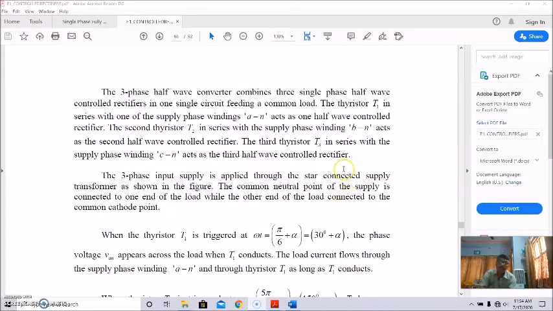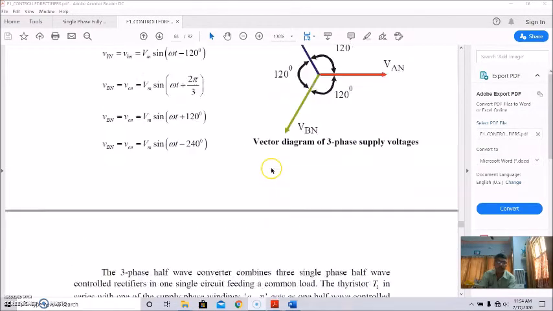That is, thyristor T1 in series with the supply phase winding AN acts as one half-wave controlled rectifier. The second thyristor T2 in series with the supply phase winding BN acts as a second half-wave controlled rectifier, and the third thyristor T3 in series with the supply phase winding CN acts as a third half-wave controlled rectifier. So that is shown here.